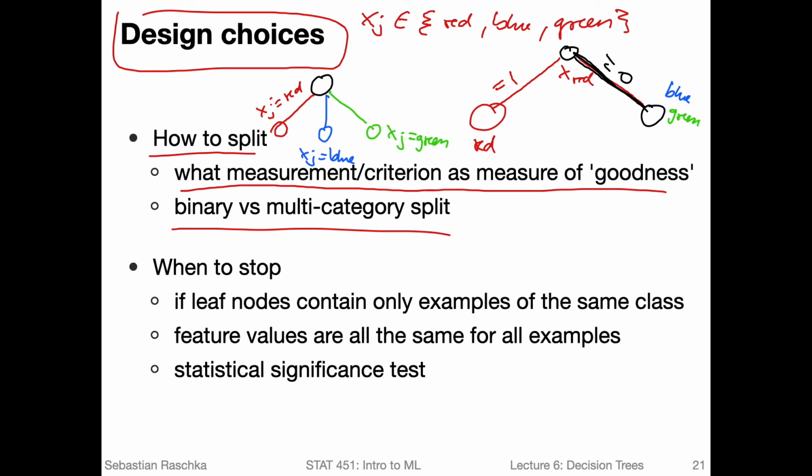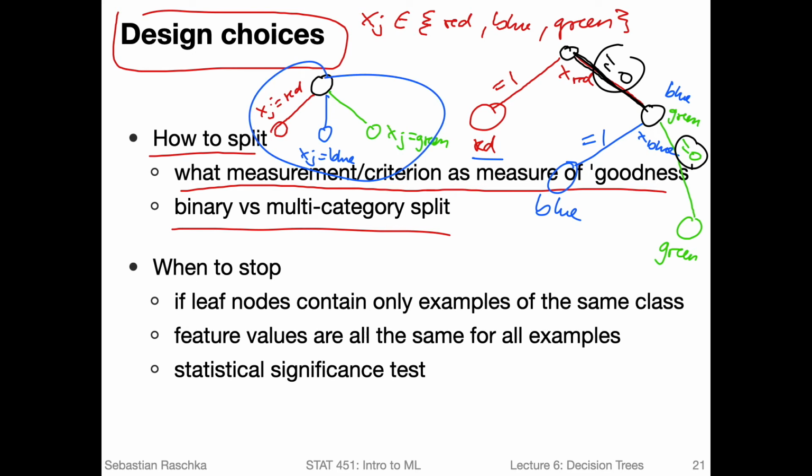And then we can split them further. We can now use either blue or green. So let's say we use blue. So we can say xblue: if this equals 1, then put the data points into this child node. And otherwise, if this is 0, then put the data points here. If I have a data point that is neither red nor blue, then it must be green, right? So we have all the green ones here, all the blue ones here, and then the red ones here. So this binary decision tree would be equivalent to this multi-category decision tree.